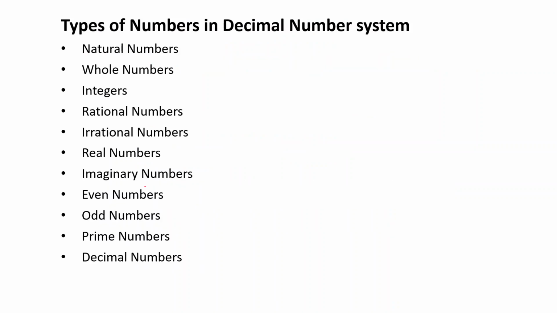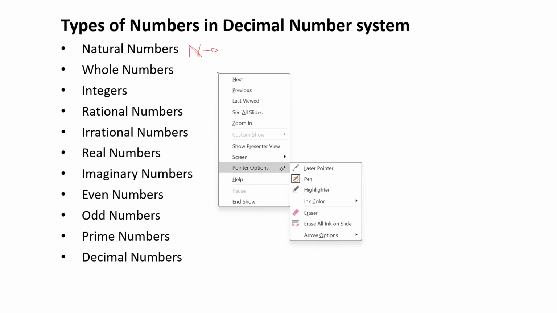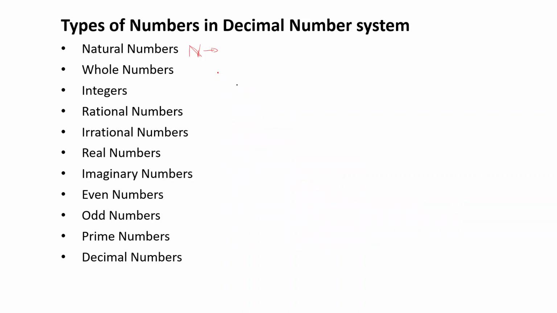So let us come to what types of numbers are there in the decimal number system. Several numbers are there, but the first one is the natural number, and its symbol is capital N. What is a natural number? The set of numbers which starts from 1, so 1, 2, 3 and so on up to infinity. These numbers we call natural numbers.